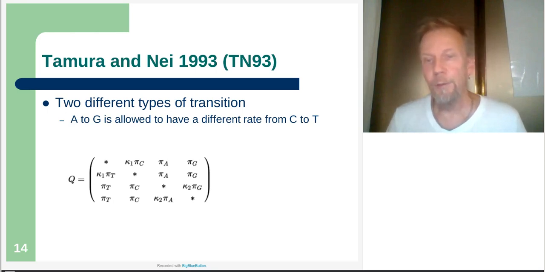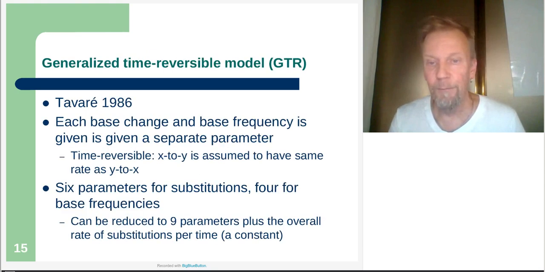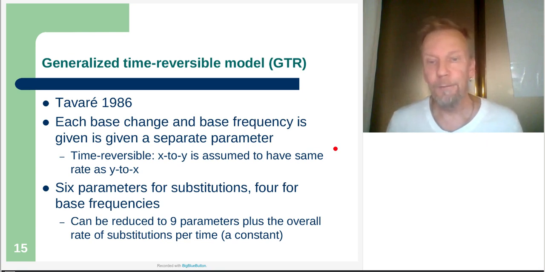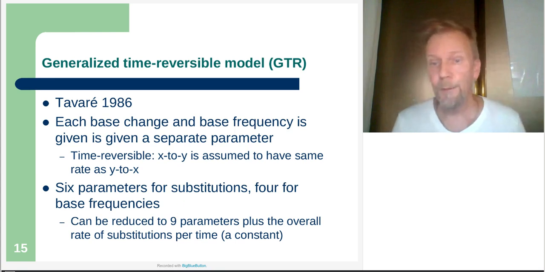And then we have some more complex versions where you allow the transitions of purines to purines to be different from the transition from C to T. But then going to the most generalized version, in which you allow each change to be with a different probability and each base frequency to be different. So we have a total of 9 parameters, 6 different substitutions, and 4 for base frequencies.